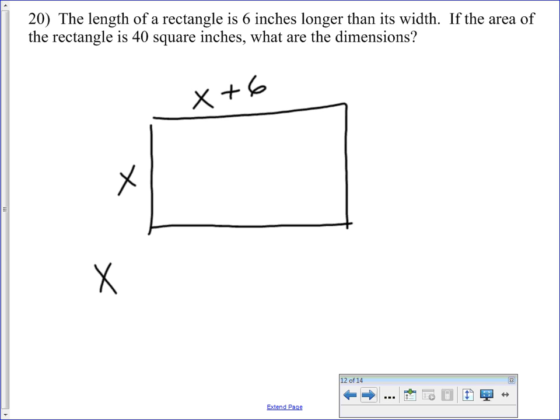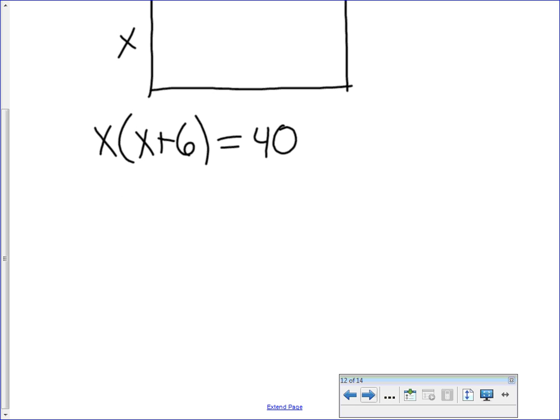Well, it's length times width. And I know that the area, when I multiply those together, is 40. So all they're asking me to do is to solve this problem. So I get x squared plus 6x equals 40. So the easiest way to solve this is to set it equal to 0.